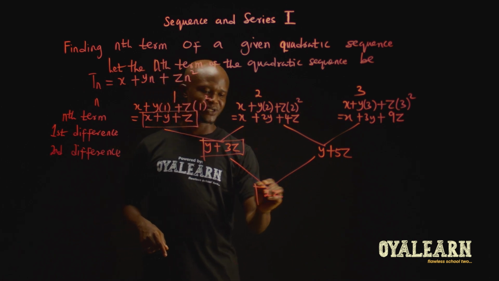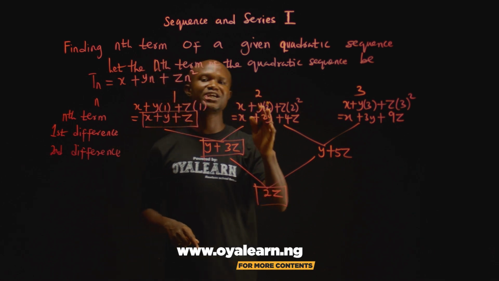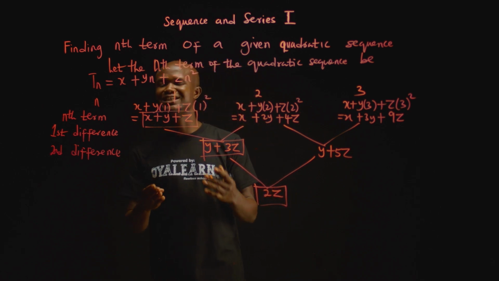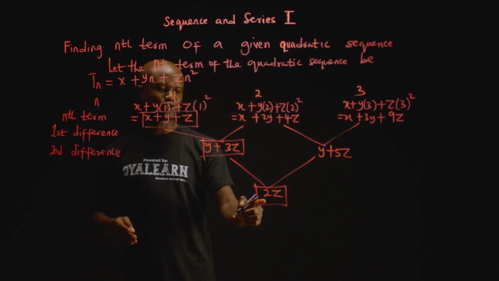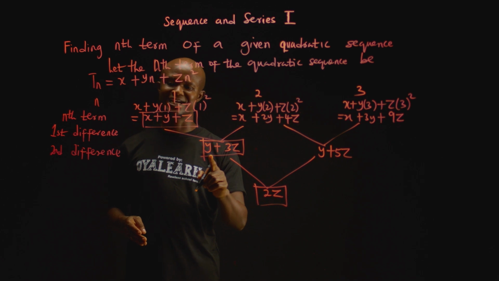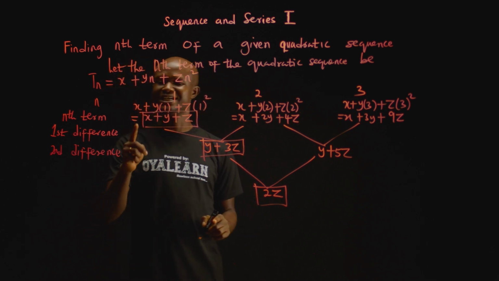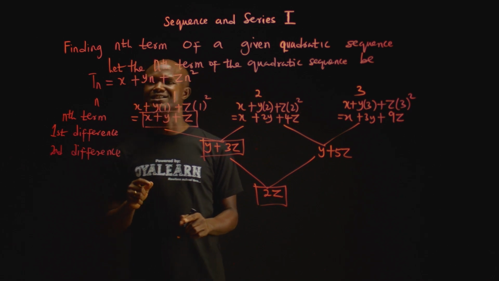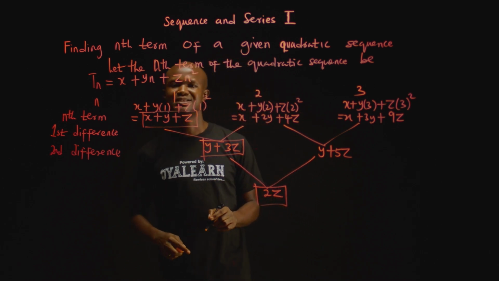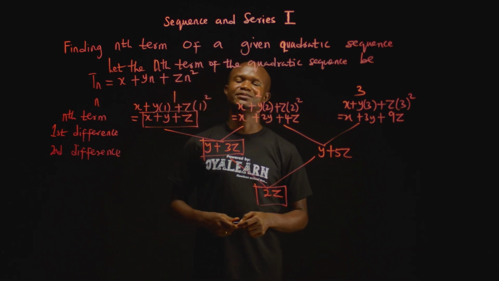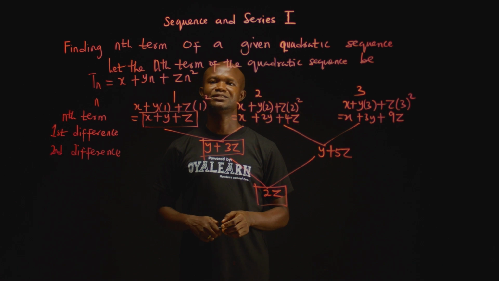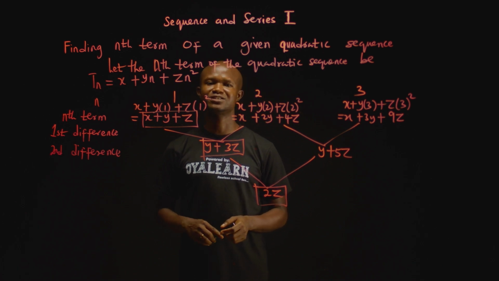The three things we are going to be considering while solving any question on quadratic sequence, if you are trying to find the nth term of a quadratic sequence, are these: the second difference is 2z, the first difference is y plus 3z, and the first term is x plus y plus z, given that the nth term is x plus yn plus zn squared. That is the analysis of how to find the nth term of a quadratic sequence. Thank you.